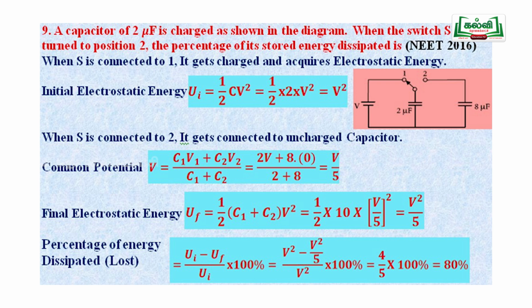Children, generally for percentage of change, there is a formula: change by original value into 100%. If you are asked to find out percentage of change or percentage of decrease or percentage of increase, the simple formula is what is the change by what was the initial value into 100%. Now, in this case, what is my change? Ui minus Uf. So, V square minus V square by 5, by what is the initial value? V square, into 100%. It reduces to 4 by 5 of 100%, which is nothing but 80%.